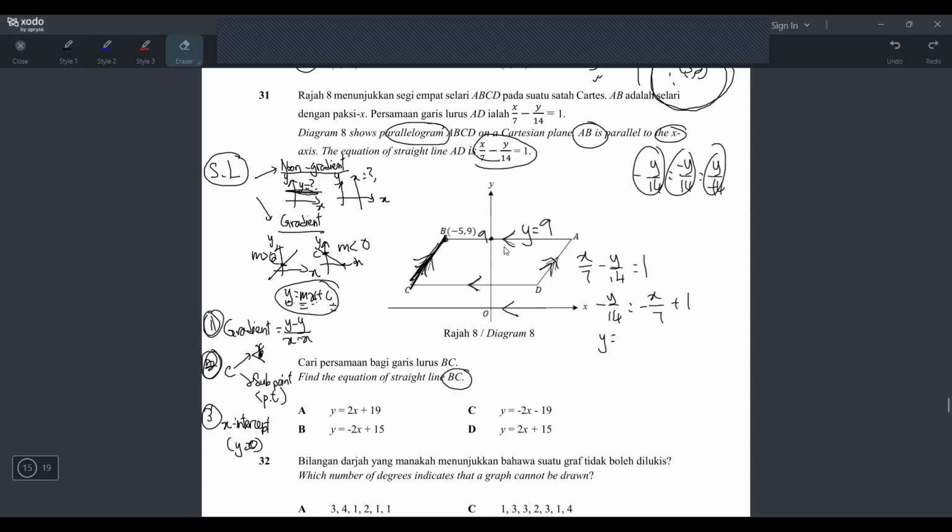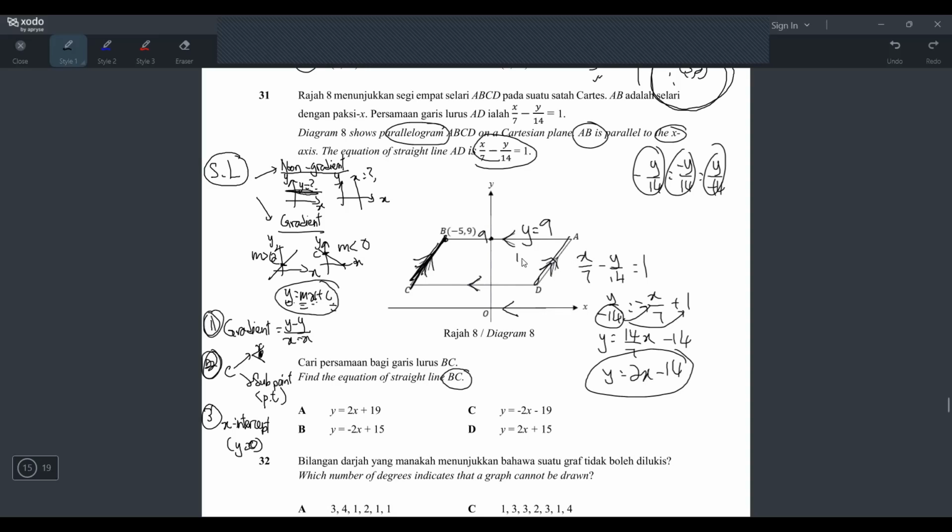So if I don't want the negative, I put it at the bottom, and then the whole negative 14 I move over to become multiplication. So now it becomes what? Negative 14 times negative x becomes positive 14 over 7x, and then 1 times negative 14 is just negative 14, and you will get y equals 2x minus 14. Understand? Let me check whether I did it correctly or not. Negative 14, negative, negative, positive 14. Correct. So the equation for AD in linear form or gradient form is this, right?